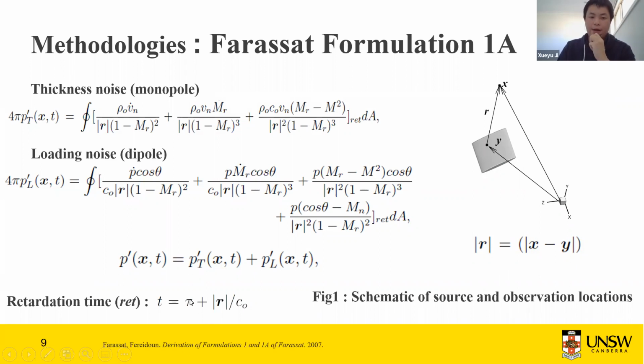Because a sound signal generated at Y at the time step tau will span R over c0 before it arrives at the observer location, where c0 is the speed of sound, because the sound signal travels with the speed of sound along R. This is the definition of the retardation time.